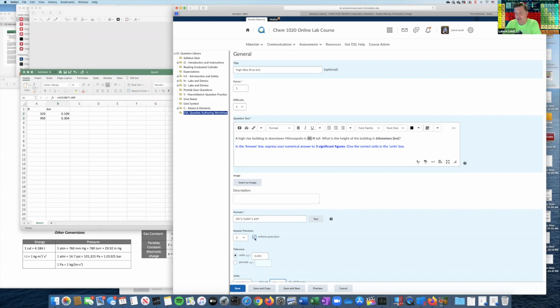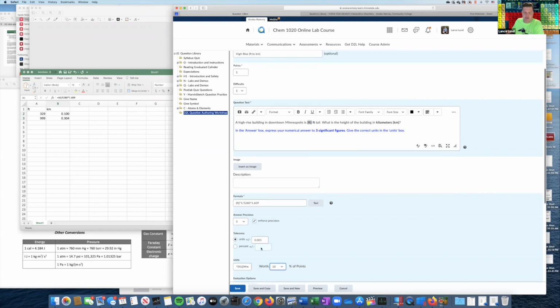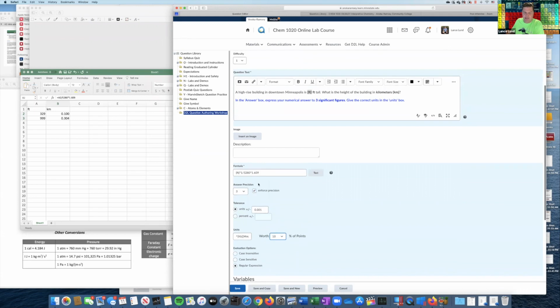And so I usually deduct 10% for incorrect sig figs on a problem like this as well. So it's a minus 10% for incorrect units, and then a minus 10% for incorrect sig figs. But I have to manually score that myself. Right, and I've done lots of that before on D2L quizzes.